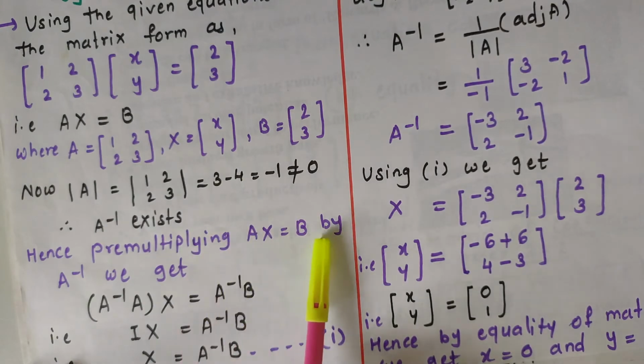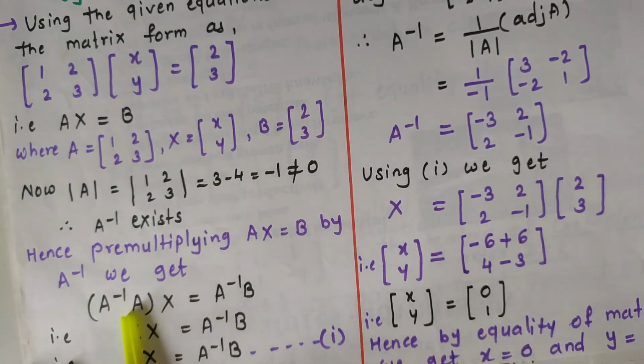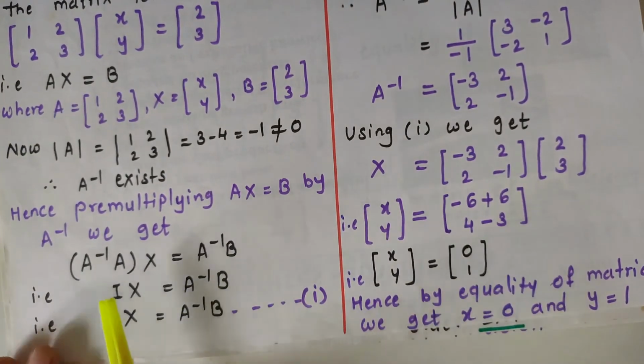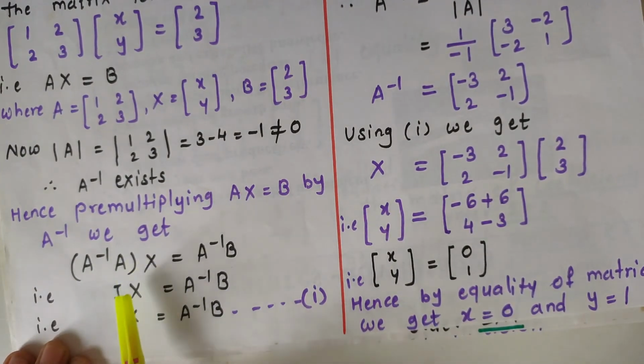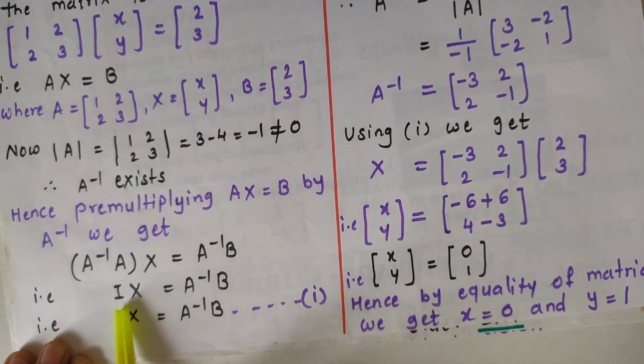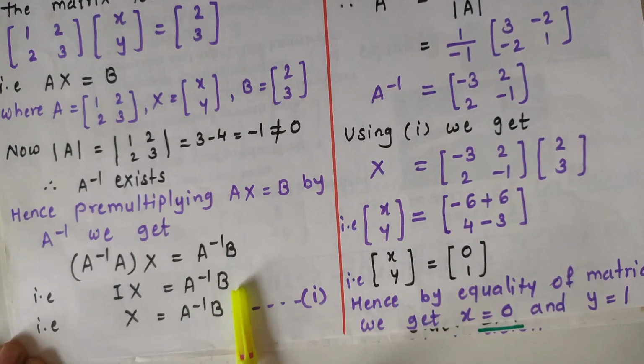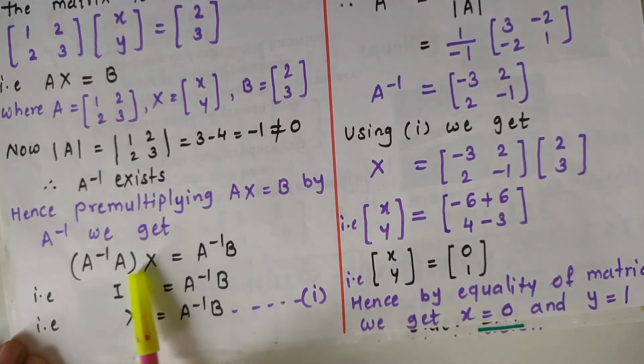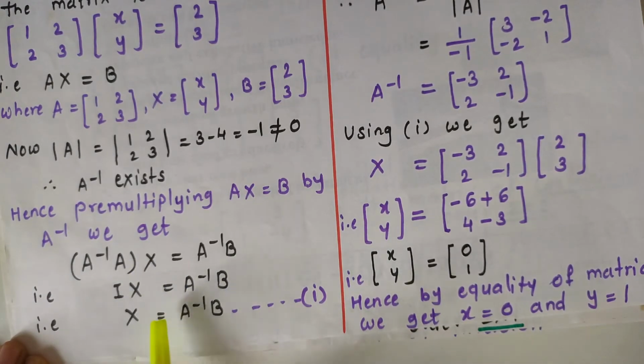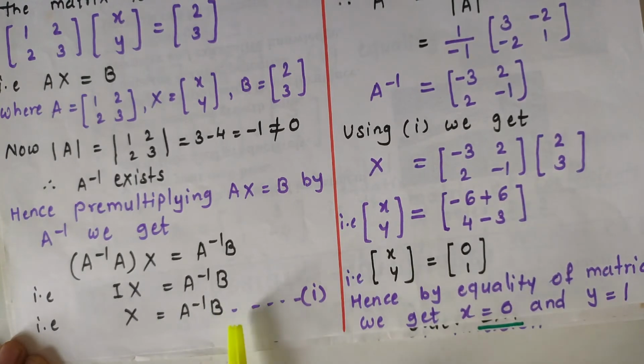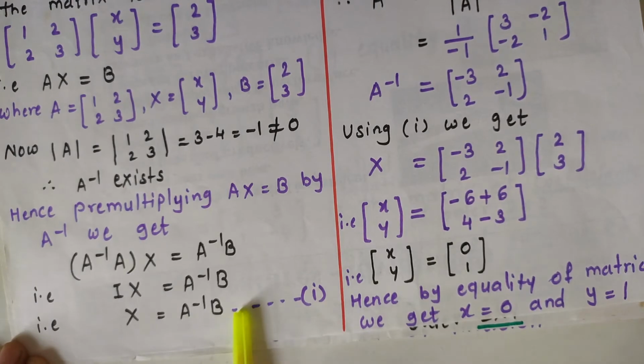Pre-multiplying by A inverse to the matrix form, we get A inverse into A into X is equal to A inverse into B. Now, A inverse into A is the identity matrix I, so I into X is equal to A inverse into B. I into X can be written as only X, so X is equal to A inverse B. Say equation 1.